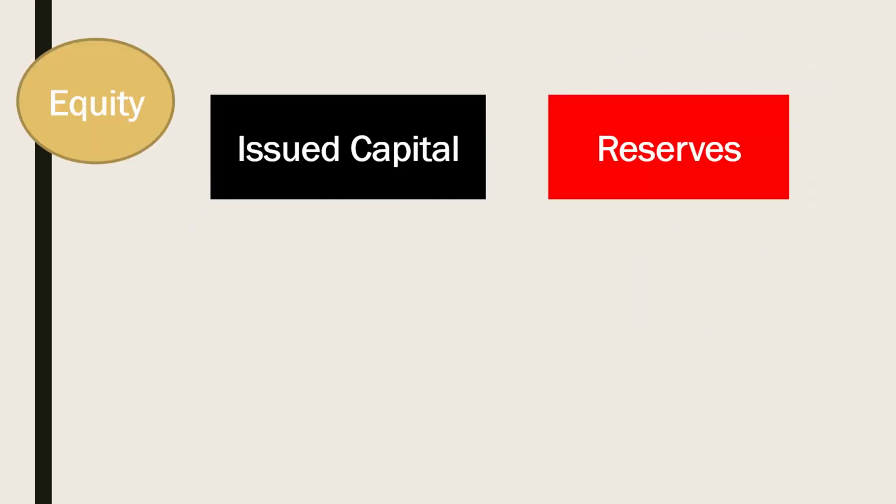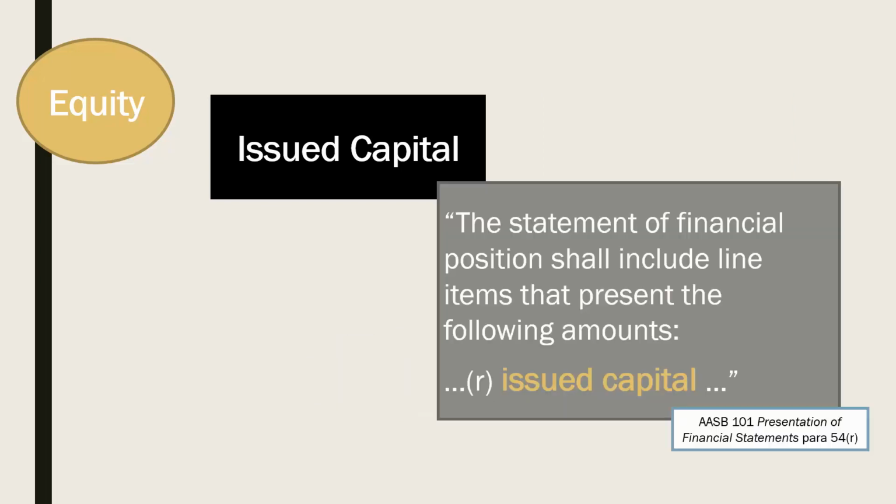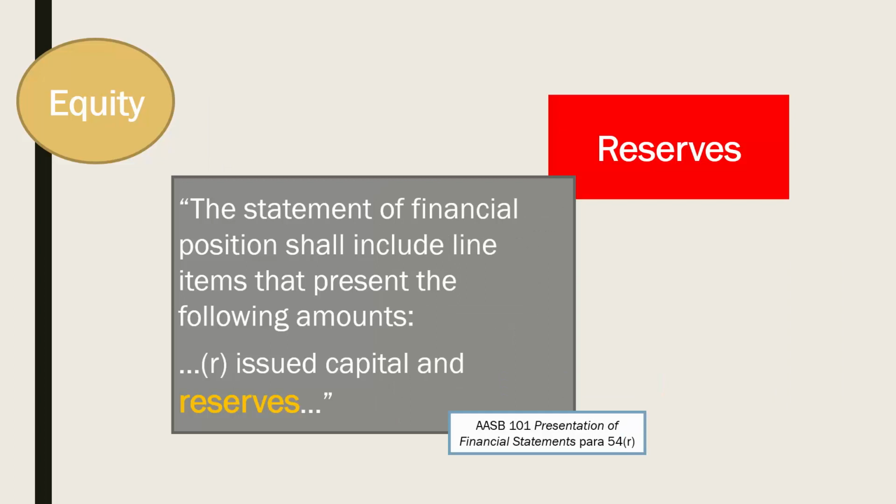For a company, there are two main components of equity in the balance sheet: issued capital and reserves. And a particularly important type of reserve, which is not even called a reserve, is retained earnings. Issued capital is required to be shown separately for companies. It shows the amount of assets invested in a company by its shareholders. But this is not all there is to equity. Reserves are also required to be shown separately.